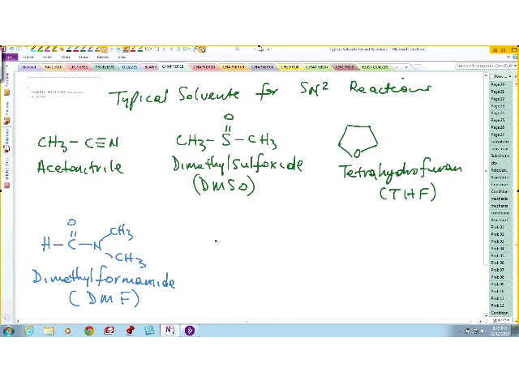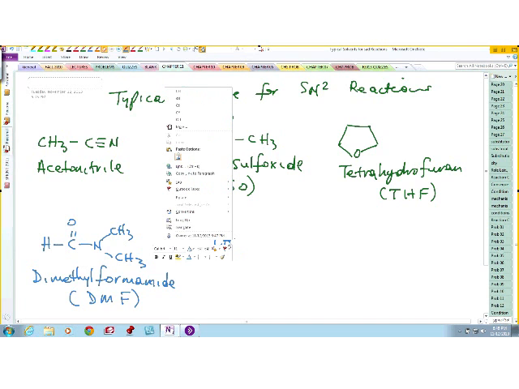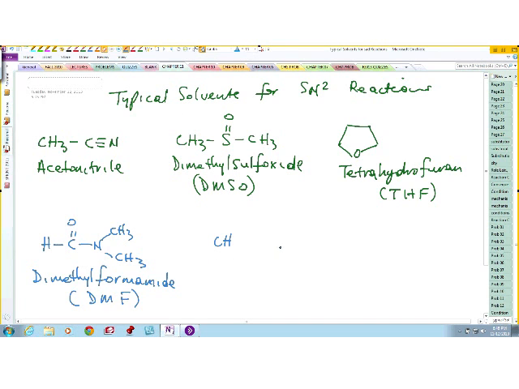And of course, diethyl ether, this here. Well, you need to at least know the abbreviated names, okay? So when you see this, you know that, okay, this most likely is an SN2 reaction.